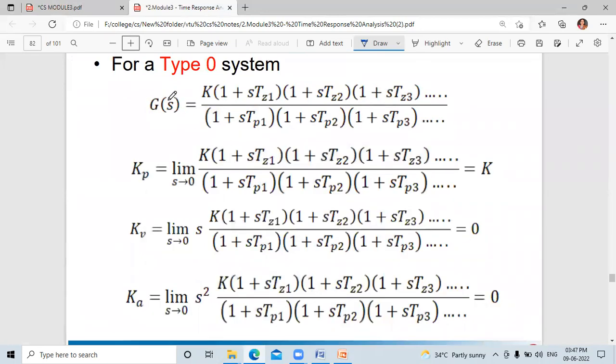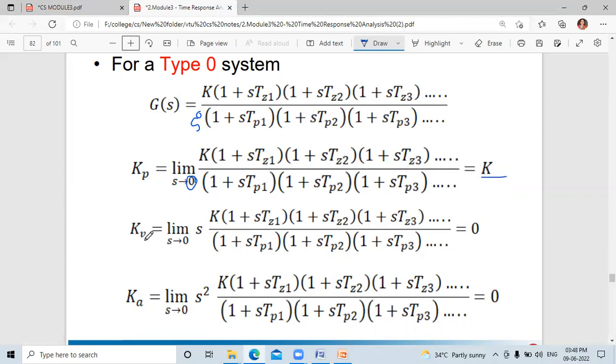For a type 0 system, s to the power of 0 is 1. So G of s is the same as it is, but you need not write s, because s to the power of 0 becomes 1: K into 1 plus sTz1, 1 plus sTz2, same as it is. Next, Kp equals limit s tends to 0, G of s into H of s. Now we are taking H of s as 1, which is why we considered only the G of s value. When you substitute 0, you get 1 plus 0 in each factor, so K into 1 divided by 1. The value is K.